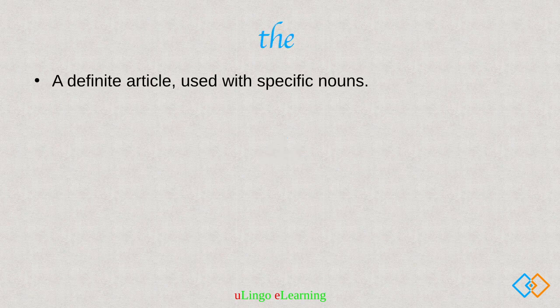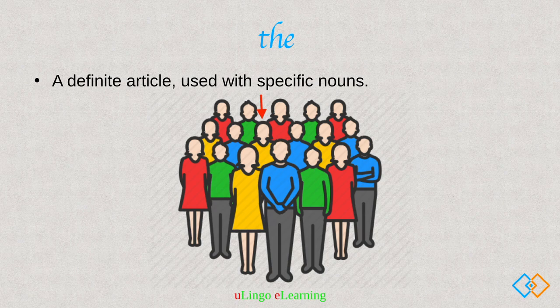It's now time for the. The is a definite article. It is used with specific nouns. When you use the, you want to mean the specific persons, animals, or things. Let's have a look at the picture here. If you say the woman, you want to mean this specific woman, not any other women.